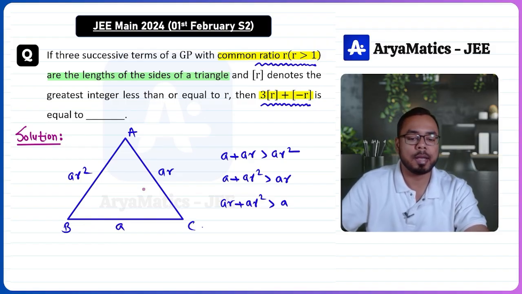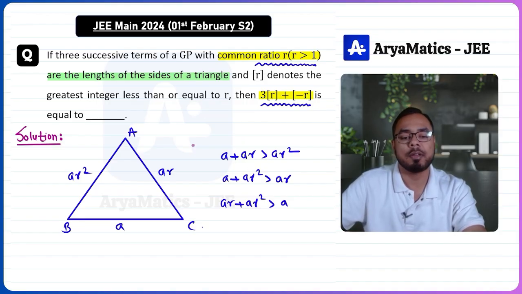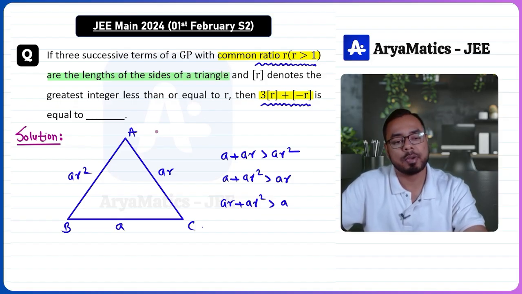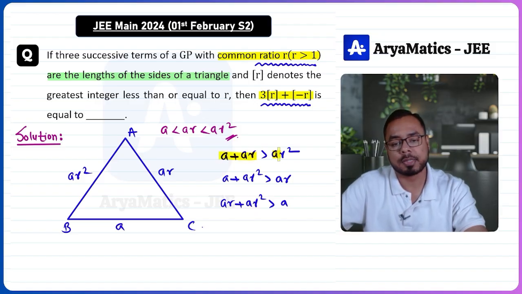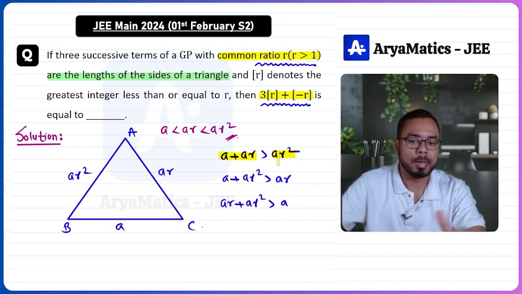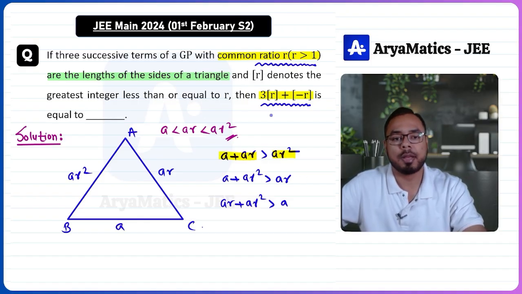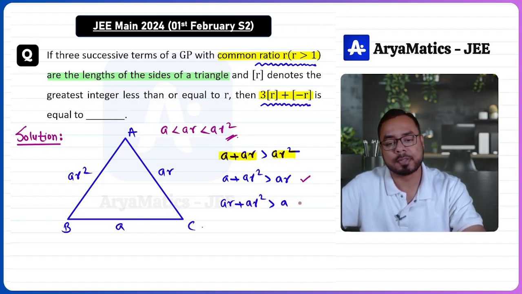However, there is one simple trick, and you can save a considerable amount of time in solving these inequalities. The trick is that for the given GP, the common ratio is greater than 1. So in that triangle, the smallest side is A, the next smallest side is AR, and the biggest side is AR square. So if I satisfy the first inequality, that the sum of the two smallest sides is greater than the biggest side, then the other two inequalities will always be satisfied.